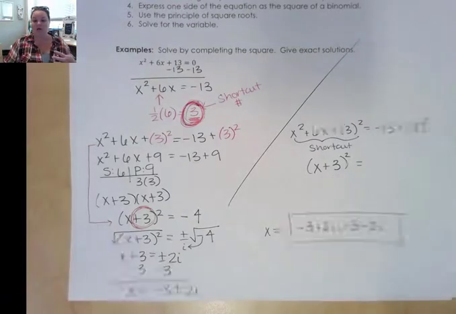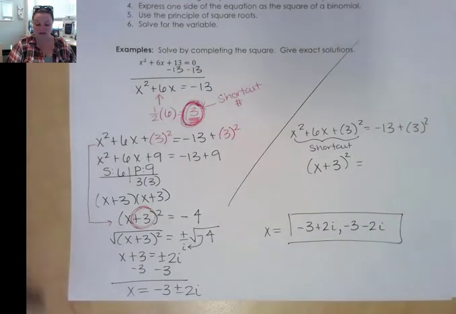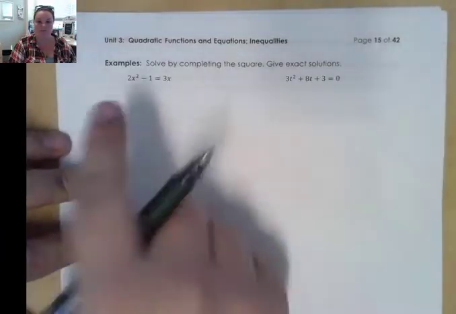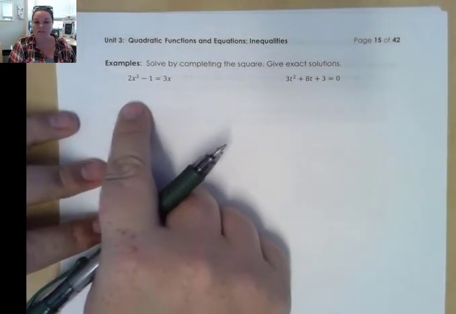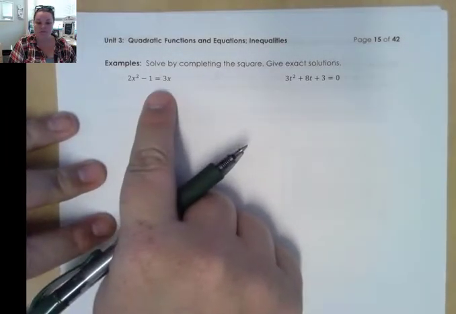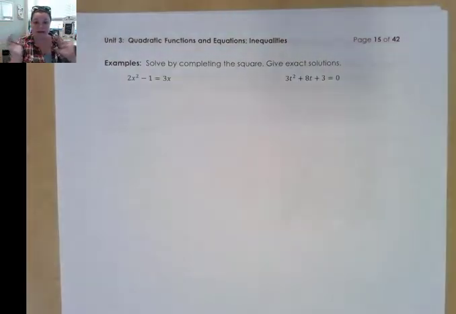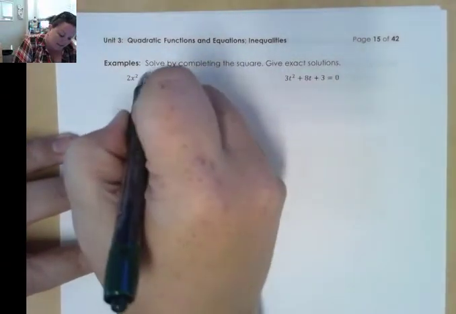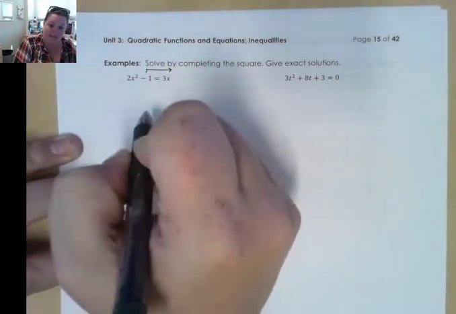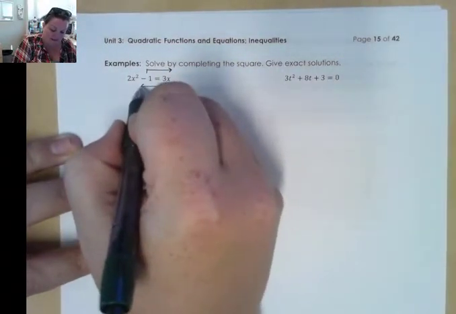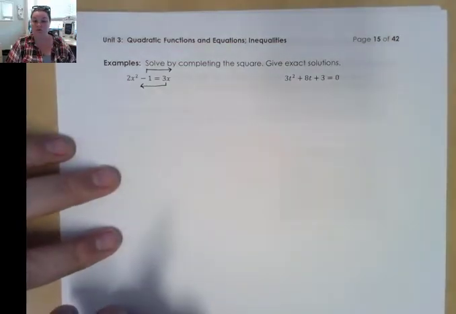Okay, so let's do a couple more just so that you can get a feel for using that shortcut. Okay, so let's look at a couple more examples. First thing I need to do is make sure that all of my x terms are on one side and my constant terms on the other. So that means this negative 1 I need to move to the right side, and my 3x I need to move over to the left side.